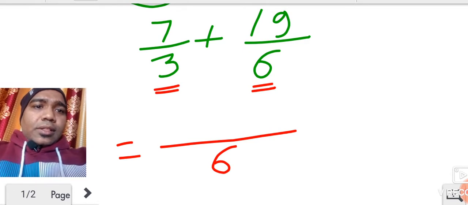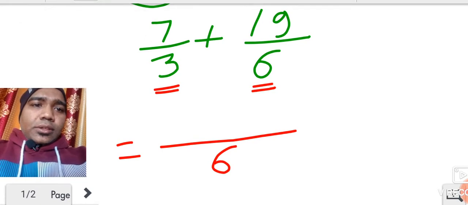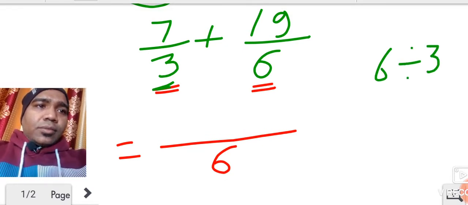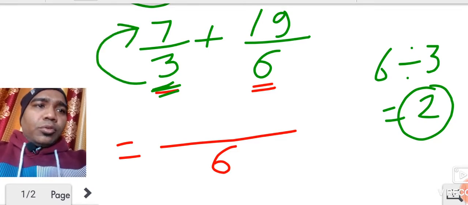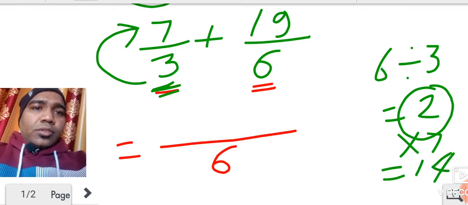Then this LCM part, we divide with the denominator. So 6 divided by 3, how much will you get? 3 2s are 6. Answer is 2. Now whatever you get after dividing, you multiply with the numerator. So 2 into 7, how much will you get? 14. So this 14 you will write here. Now plus is there, you will write here plus.